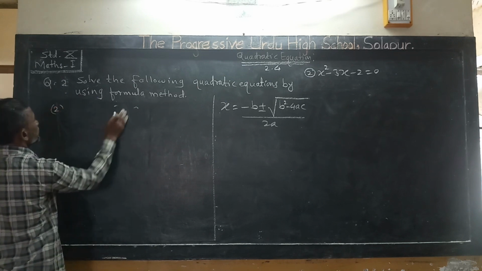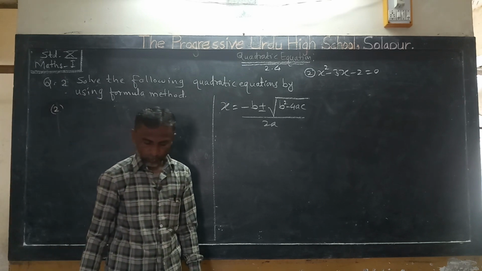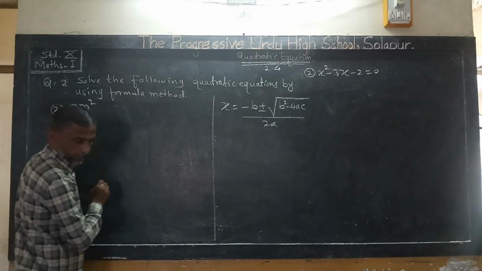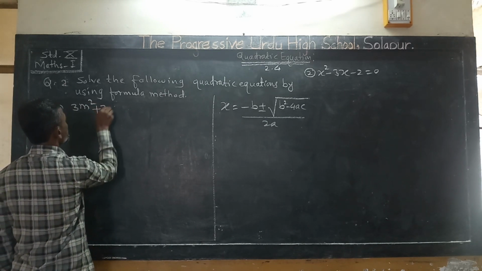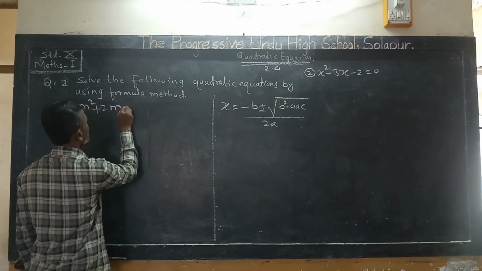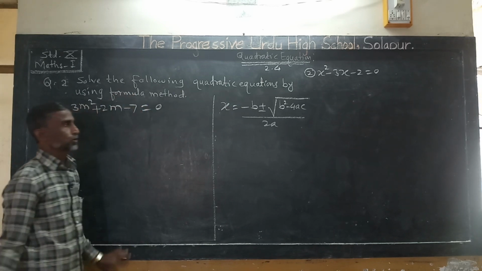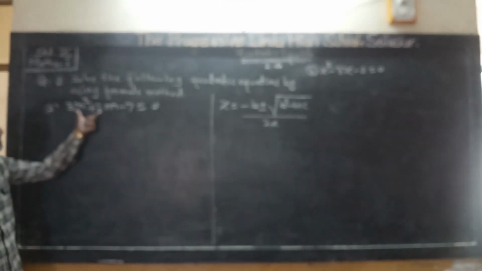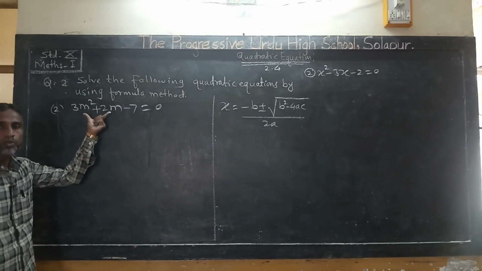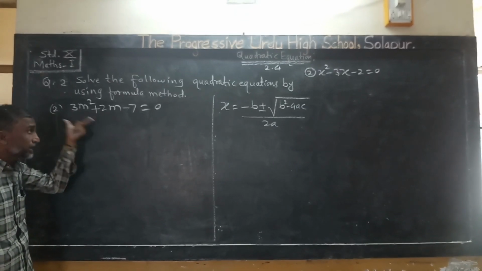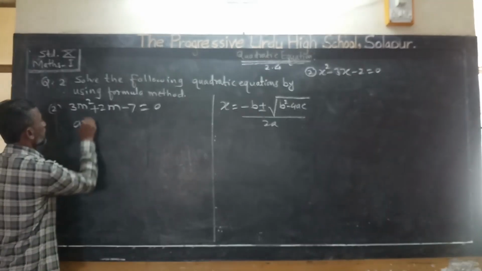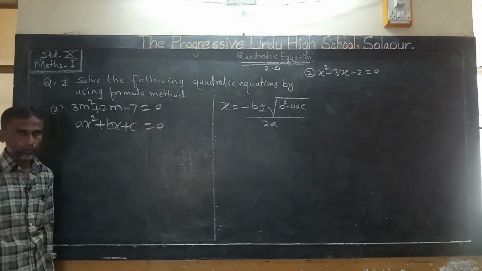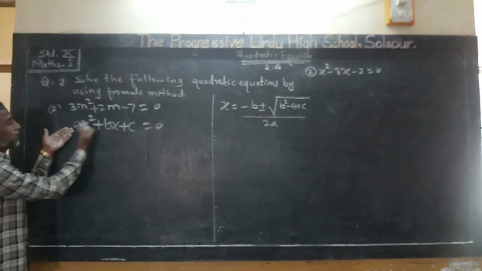Now, question number 2. 3m square plus 2m minus 7 equal to 0. This is example number 2. Now, as the given quadratic equation is already in standard form, compare it with the standard form ax square plus bx plus c is equal to 0. Comparing, write the values of a, b and c.